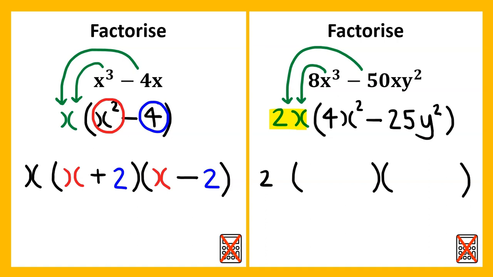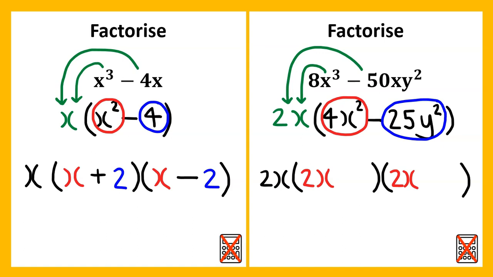Keeping 2x outside of the double bracket, we'll then be able to factorise what's inside the bracket further into double brackets. We have the difference between two square numbers, 4x squared and 25y squared. The way we'll get 4x squared is by having 2x multiplied by 2x and 25y squared by having 5y multiplied by 5y, separated by a plus and a minus.